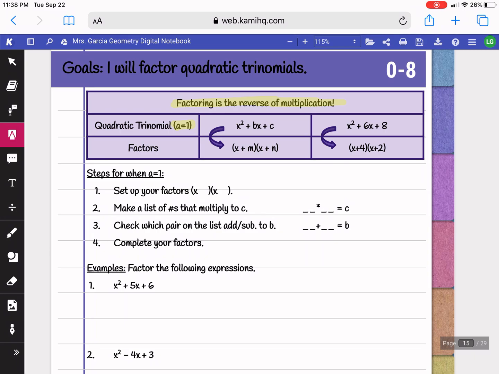If you look at the example on the right, the factors of x squared plus 6x plus 8 are x plus 4 and x plus 2. Because if you were to multiply x plus 4 times x plus 2, you would get x squared plus 6x plus 8. Here we have our steps for factoring when a is 1.